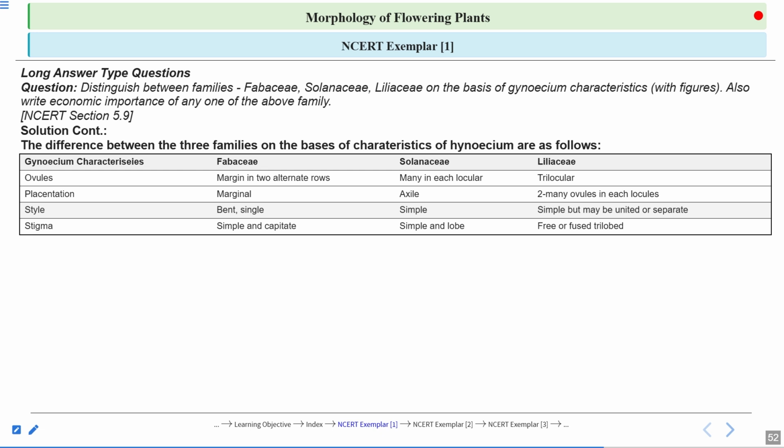Stigma. Stigma in the case of Fabaceae is simple and capitate. Solanaceae simple and lobed. And Liliaceae free or fused, trilocular. Now in the placentation, if you talk about the placentation, too many ovules in each locule, that is axile placentation. This is also showing the same axile placentation as we see in the case of Solanaceae. So Liliaceae is also having the axile placentation.